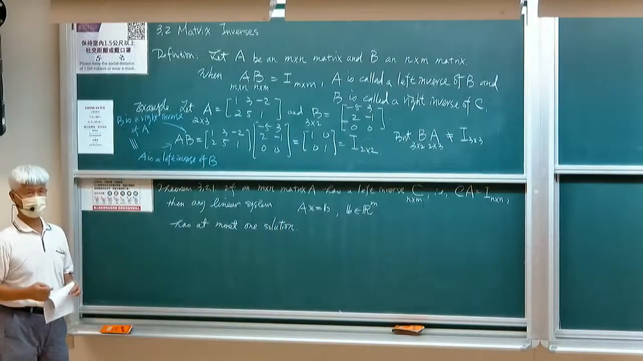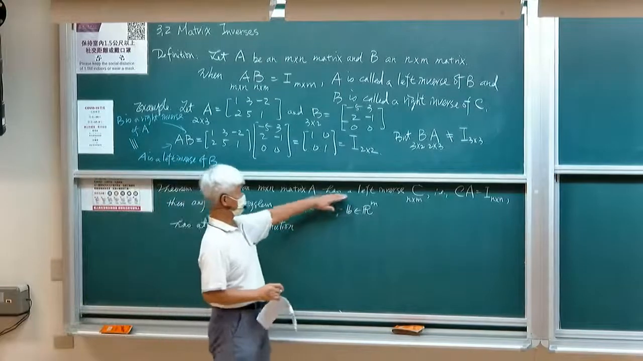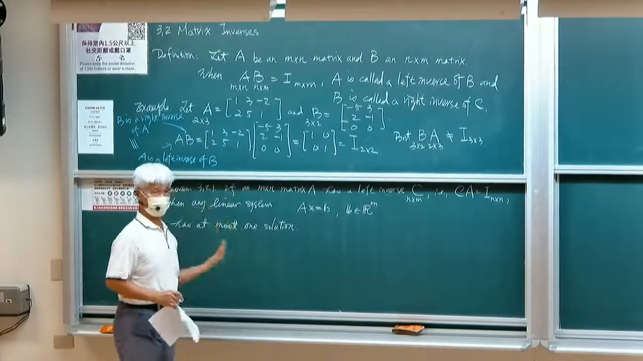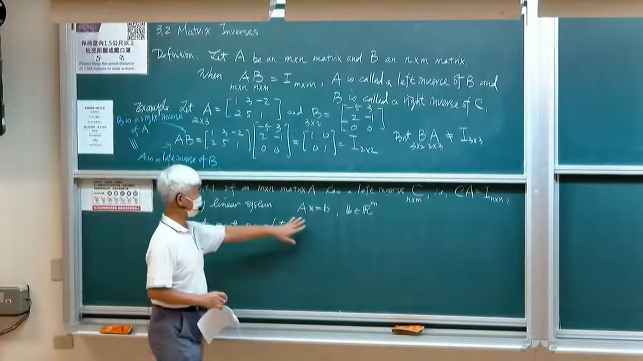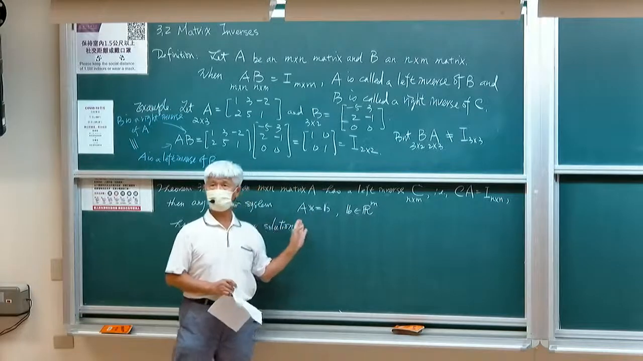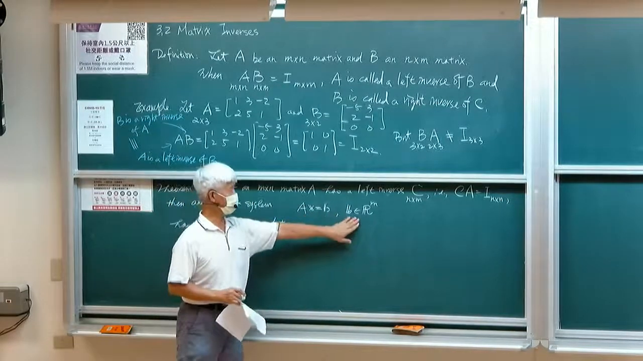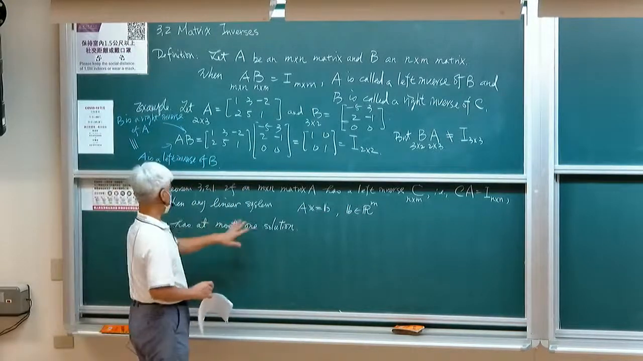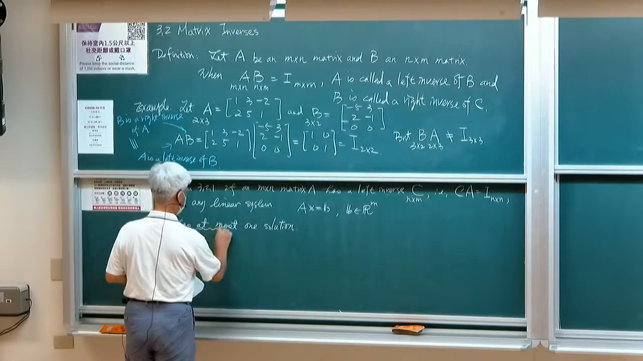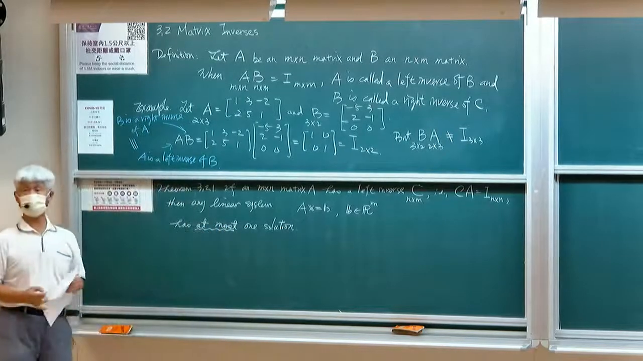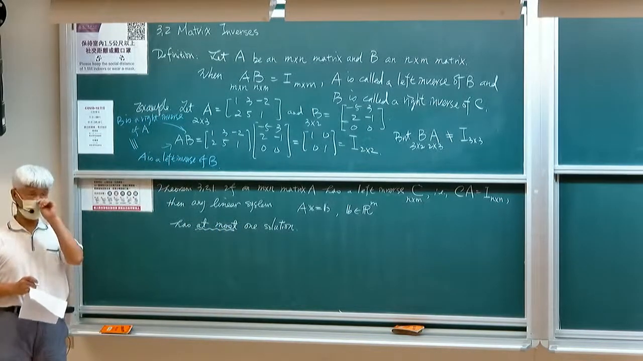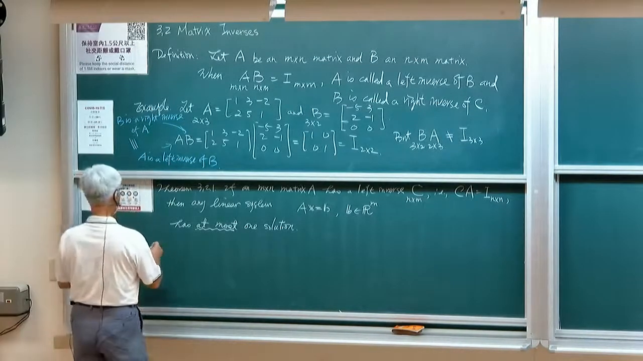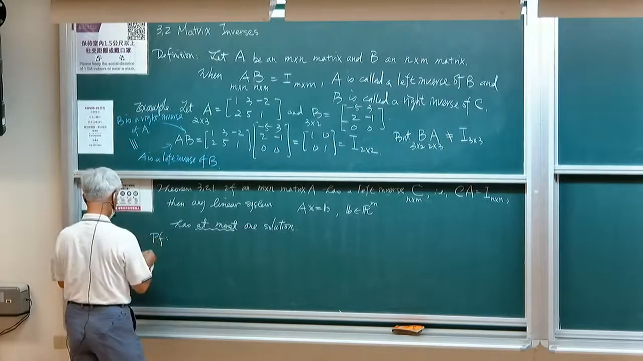So given the information that a matrix A has a left inverse, then when we encounter any such linear system, where B can be any vector in R^M, this linear system has at most one solution. So it can have no solution or one solution. Okay, let's see the proof.